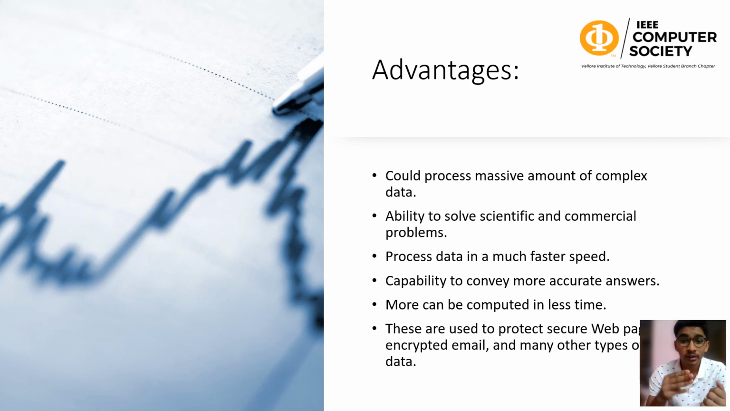Third thing is processing the data at a much faster speed. Fourth, the capability to convey more accurate answers. More can be computed in very little time, and that is why they are used for protecting web pages or encrypted mails, and even processing other types of data. Now, the reason why federal governments are more worried about encryption of data is that they believe quantum computers can break the encryption code of this data, but it's actually not so.